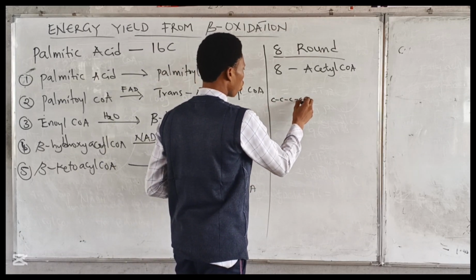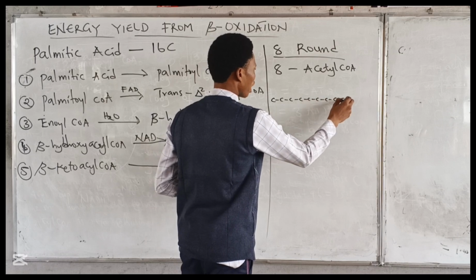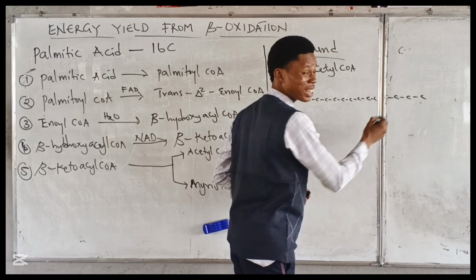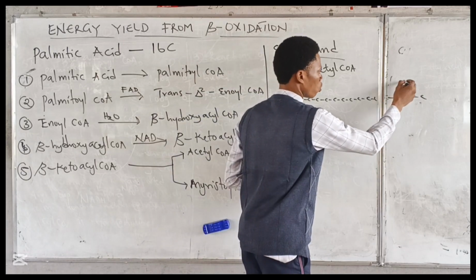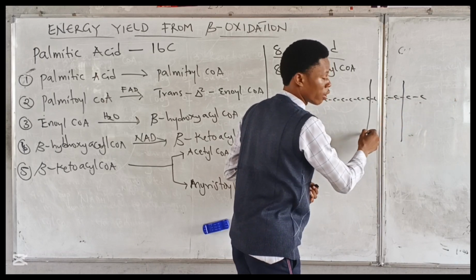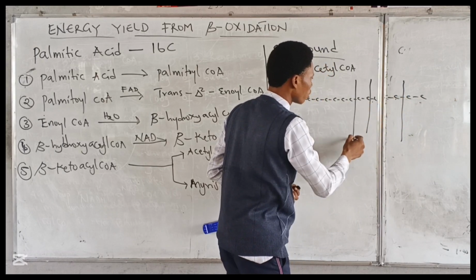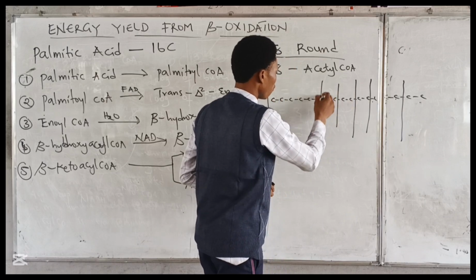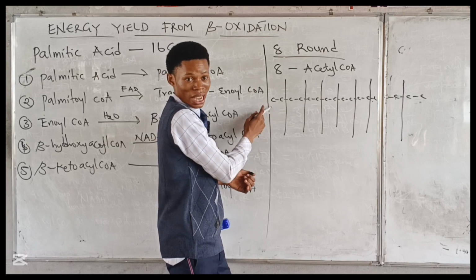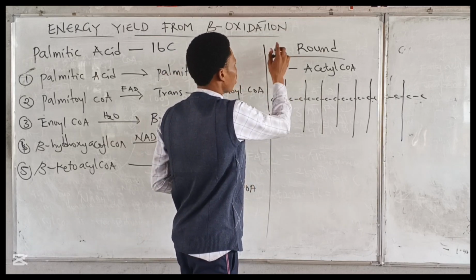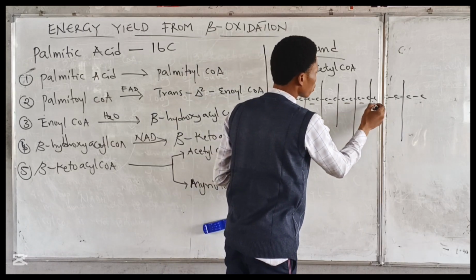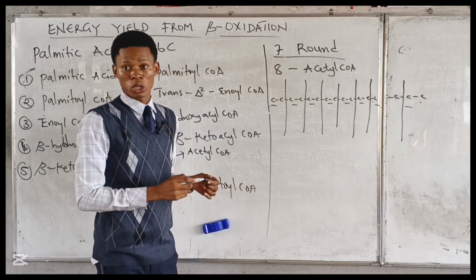1, 2, 3, 4, 5, 6, 7, 8, 9, 10, 11, 12, 13, 14, 15, 16 carbons, right? Then we remove the first. This is the first round, right? Acetyl-CoA is given up, 1, 2. This is the second round, right? Another acetyl-CoA. 3rd round, 4th round, 5th round, 6th round, 7th round. This one remaining is already acetyl-CoA. So how many rounds do we have? But how many acetyl-CoA did we produce? 1, 2, 3, 4, 5, 6, 7, 8. So 8 acetyl-CoA, but 7 rounds.